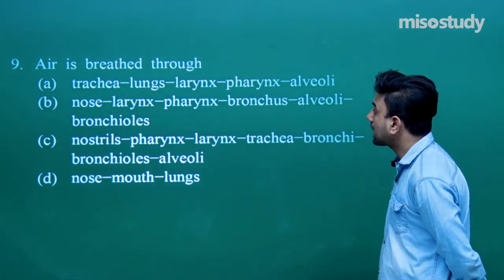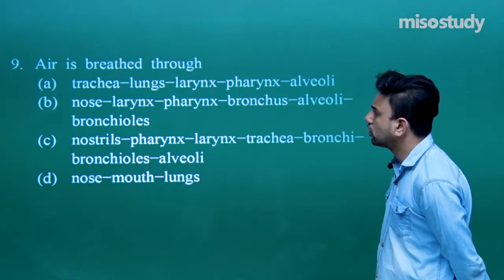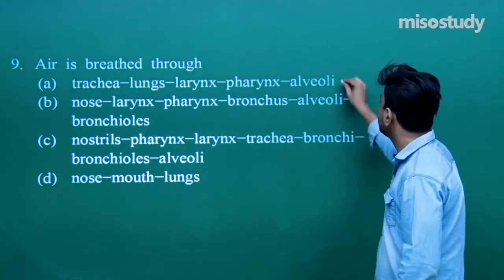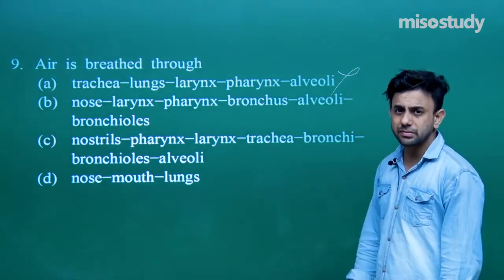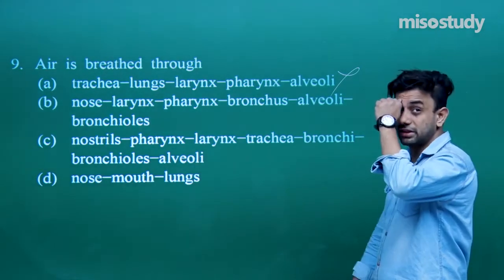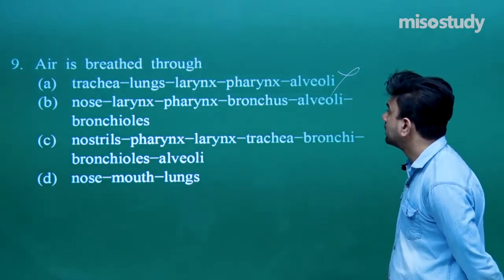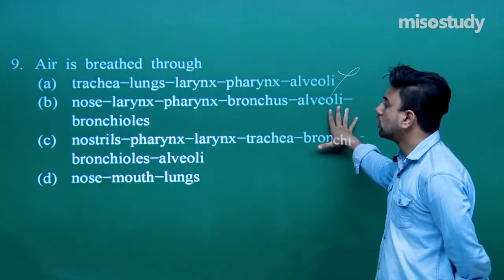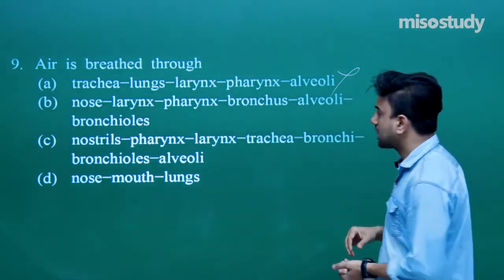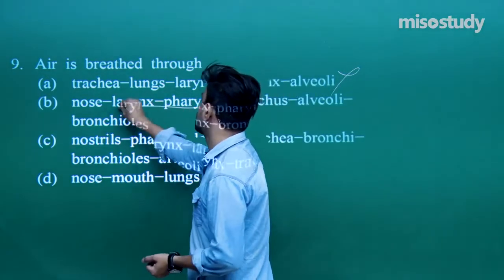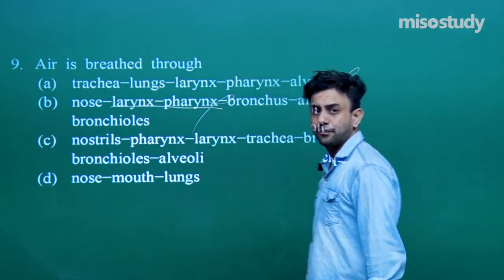So, the first option, trachea, lungs, larynx, pharynx, alveoli, does not make any sense at all. Then the next one, nose, larynx, pharynx: the larynx comes before the pharynx? How is this possible? So, this is again wrong.